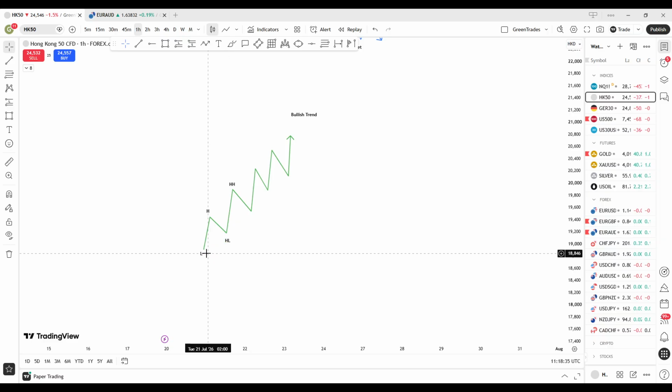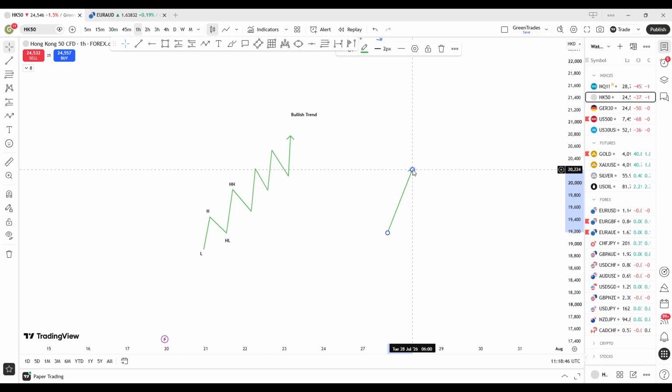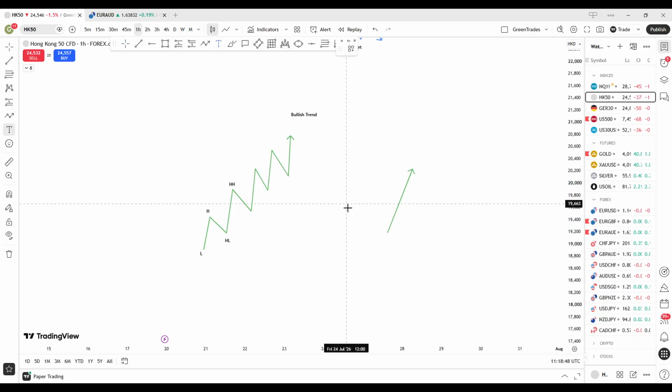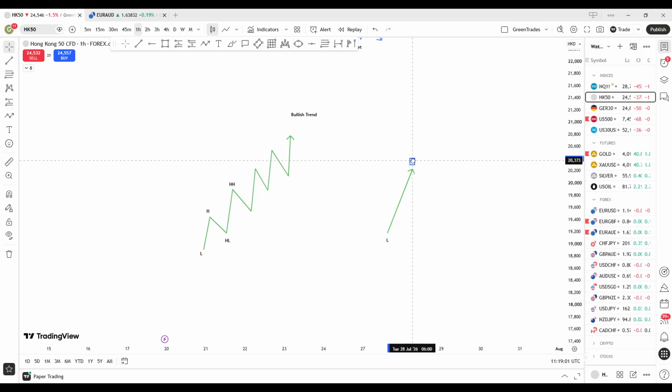And this is a low, because remember what I said, the market is starting. From this point to this point, this is a low and this is a high. So imagine this: this is a high, this is a low, this is a high. Now this high and low comes back again here.